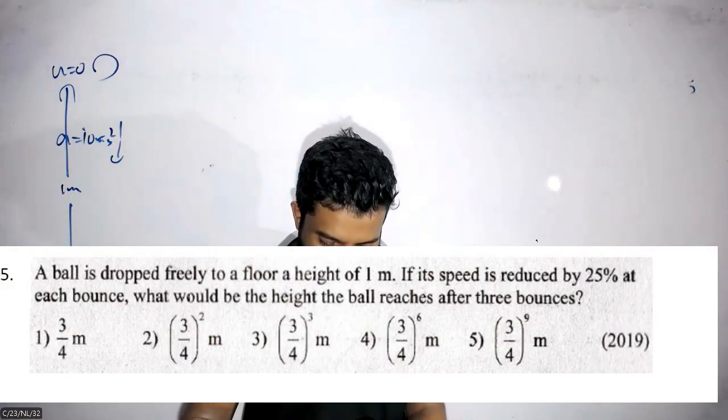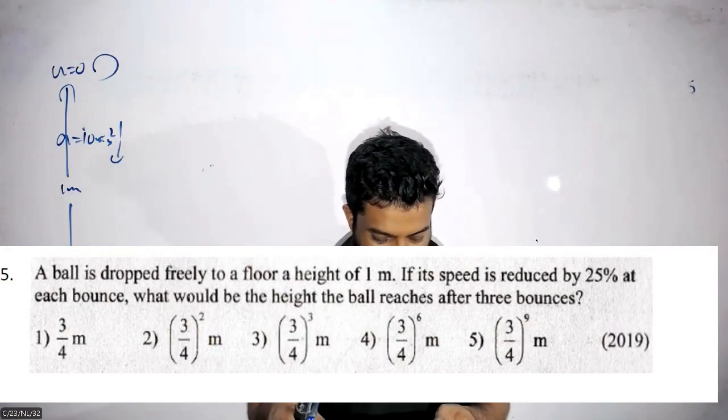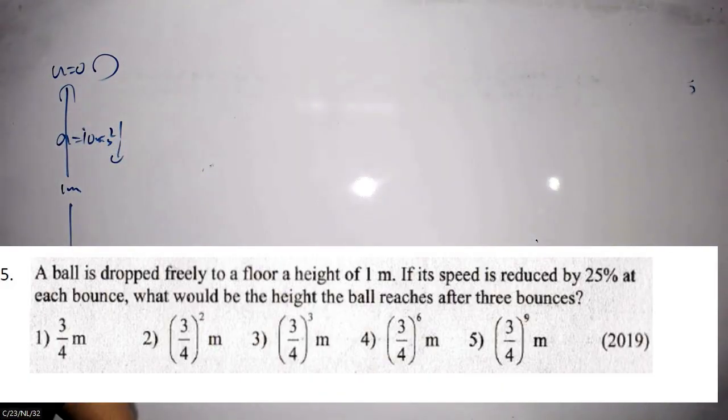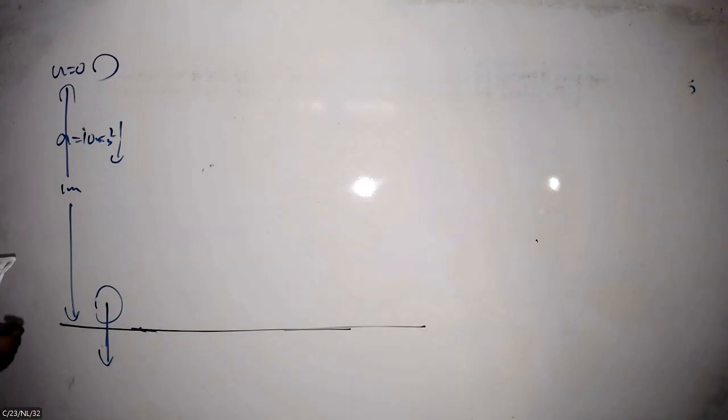Right, let's try to find the answer for the fifth question. A ball is projected freely to a floor from a height of 1 meter. Height is given as 1 meter, right? If its speed is reduced by 25% at each bounce.